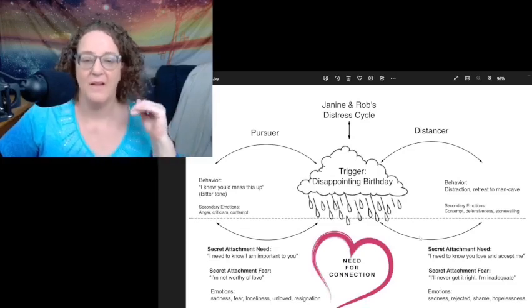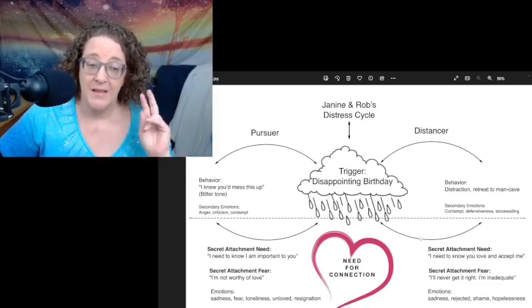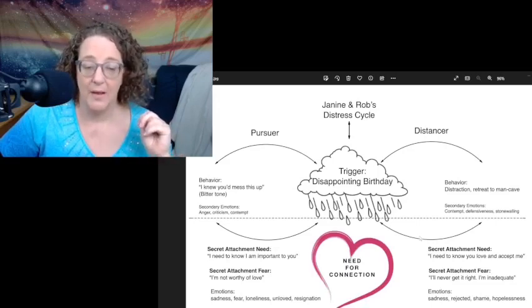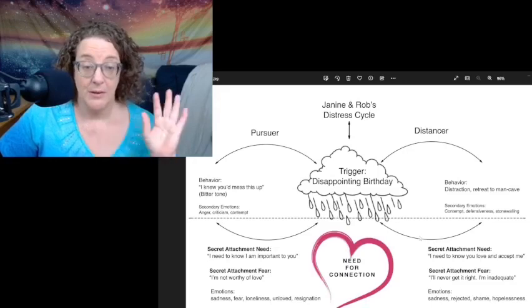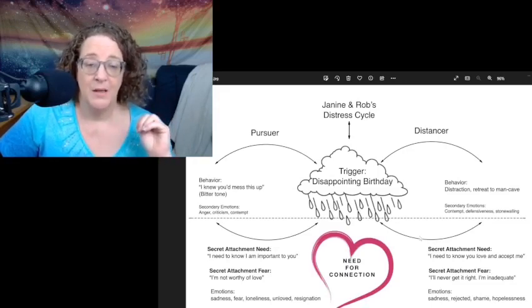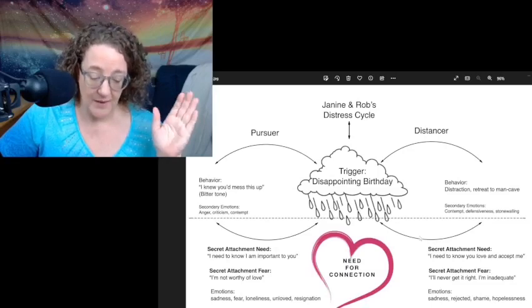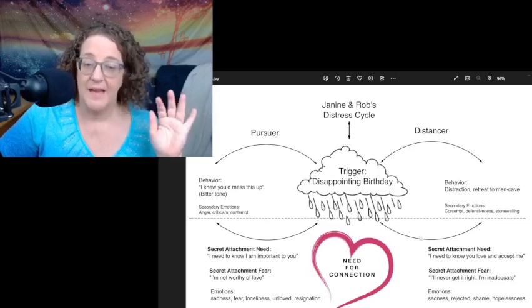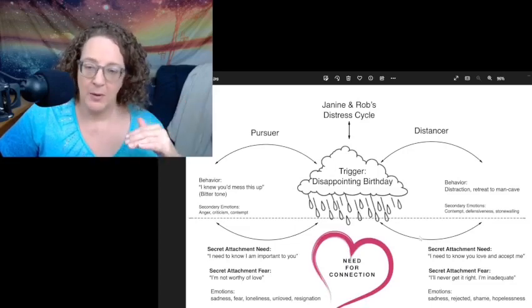So we're going to pop right off of that and pop back up to the stuff that the other person will be able to see. Secondary emotion, contempt, defensiveness, and stonewalling. And the behavior, distraction and retreating to the man cave. So going to another space. That's my behavior for sure. You can see too that on this chart, on Joelle's chart, they are labeling that distancer. That's the same thing as the withdrawer. So that's a very typical withdrawal behavior.